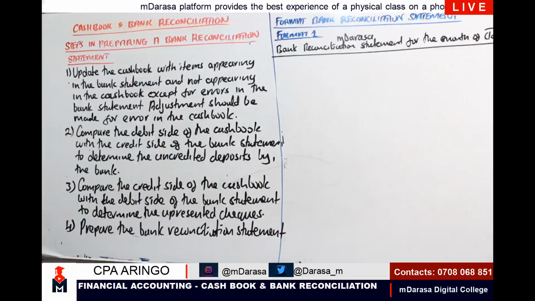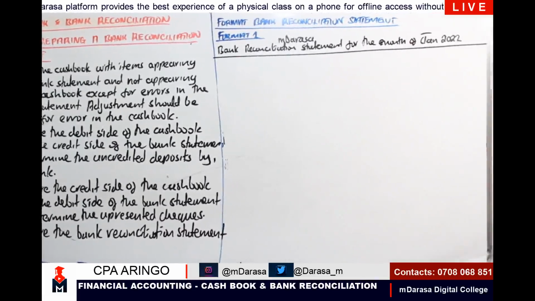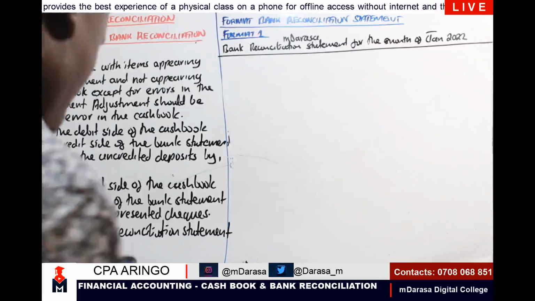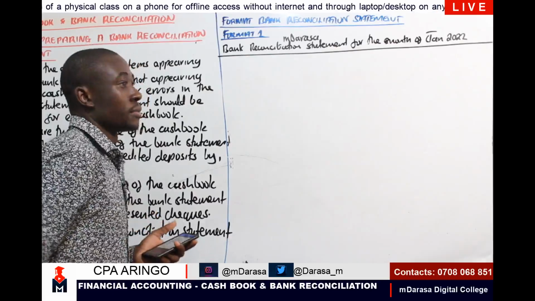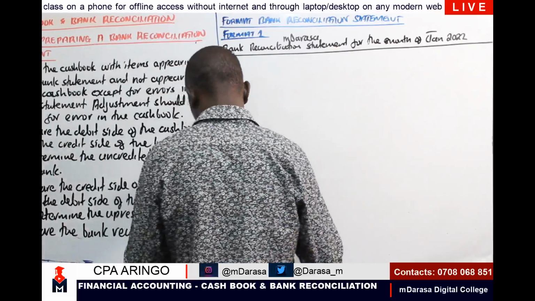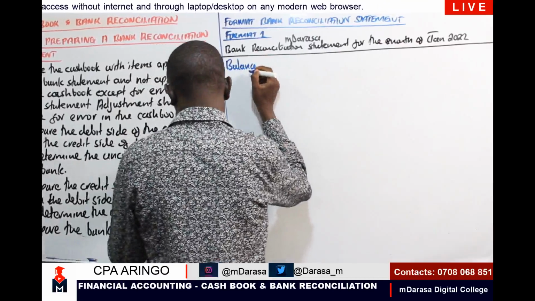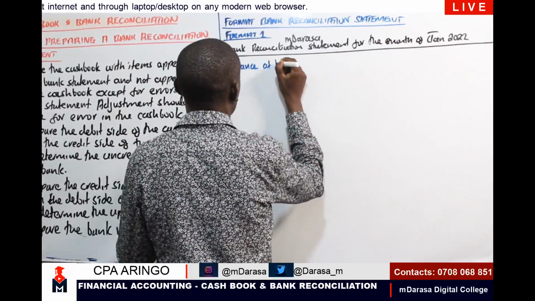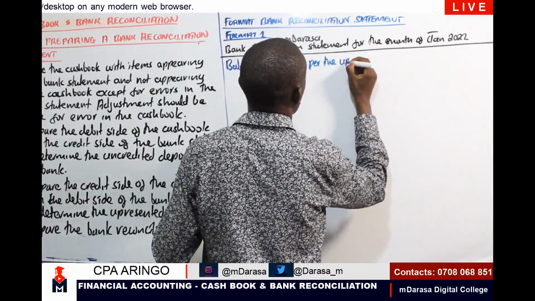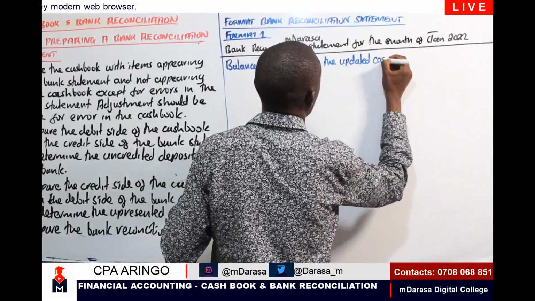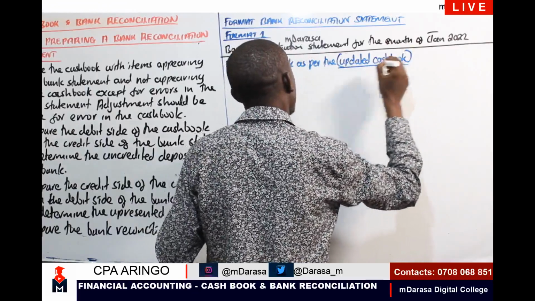So in this case, believe that one is visible, for the month of January 2022. So we are going to start with balance at bank as per the cash book. Balance at bank as per the updated cash book. And Mwalimu is really insisting on the updated cash book. I'm really insisting on that.